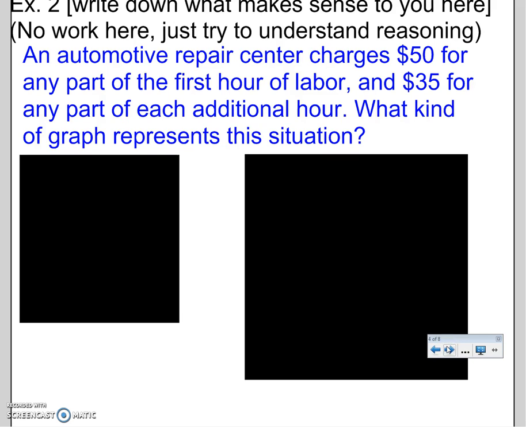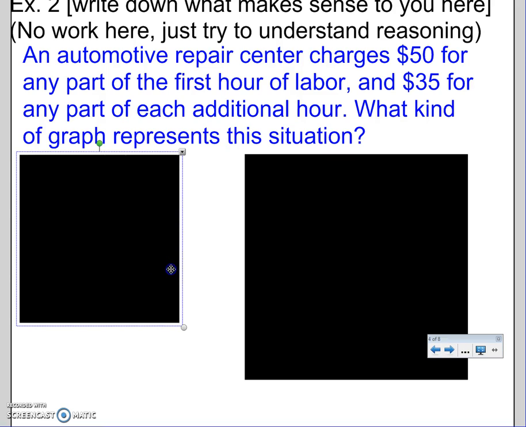Now this isn't really an example, just write down what makes sense to you here. I'll just explain it, and you just write down what you think I mean. So no work here, just try to understand the reasoning. So we have an automotive repair center that charges $50 for any part of the first hour of labor. Always a flat $50. Then $35 for any part of each additional hour. So what kind of graph represents the situation?